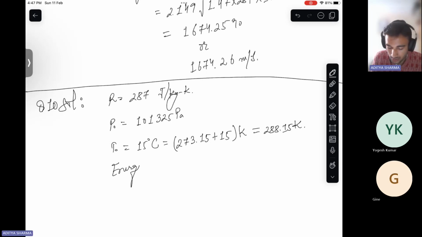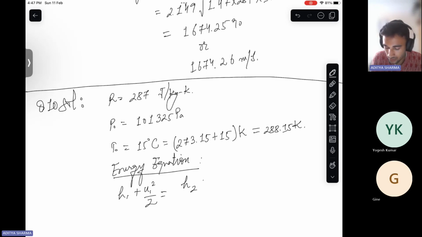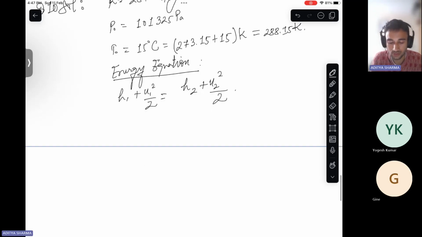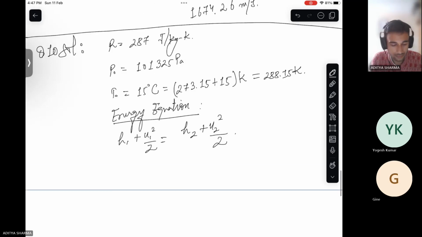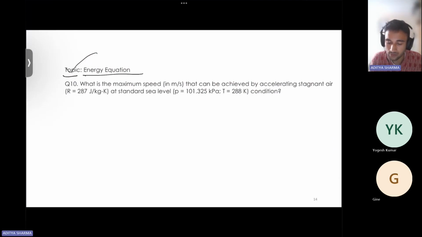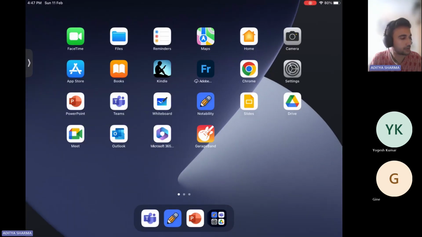And what does the energy equation say? H1 plus U1 square by 2 equals H2 plus U2 square by 2. So the question says that maximum speed we want, and we want to accelerate this stagnant air, right? All right.